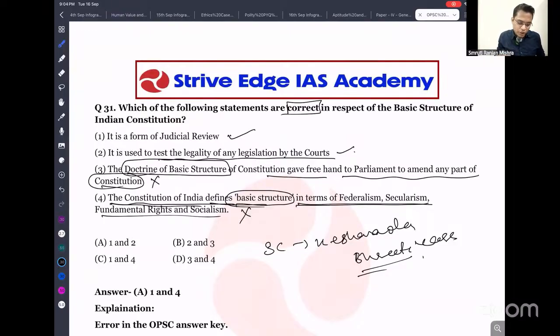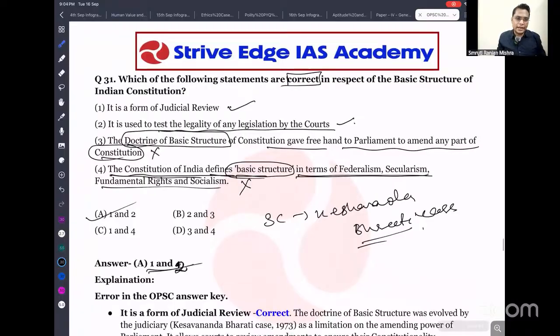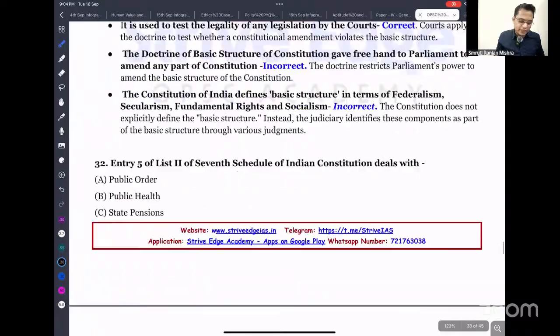It is asking for the correct ones. So 1 and 2. If you are following this approach, you will have a high level of accuracy. So the answer is 1 and 2. Next, I have already written it, so please listen and read it very carefully.